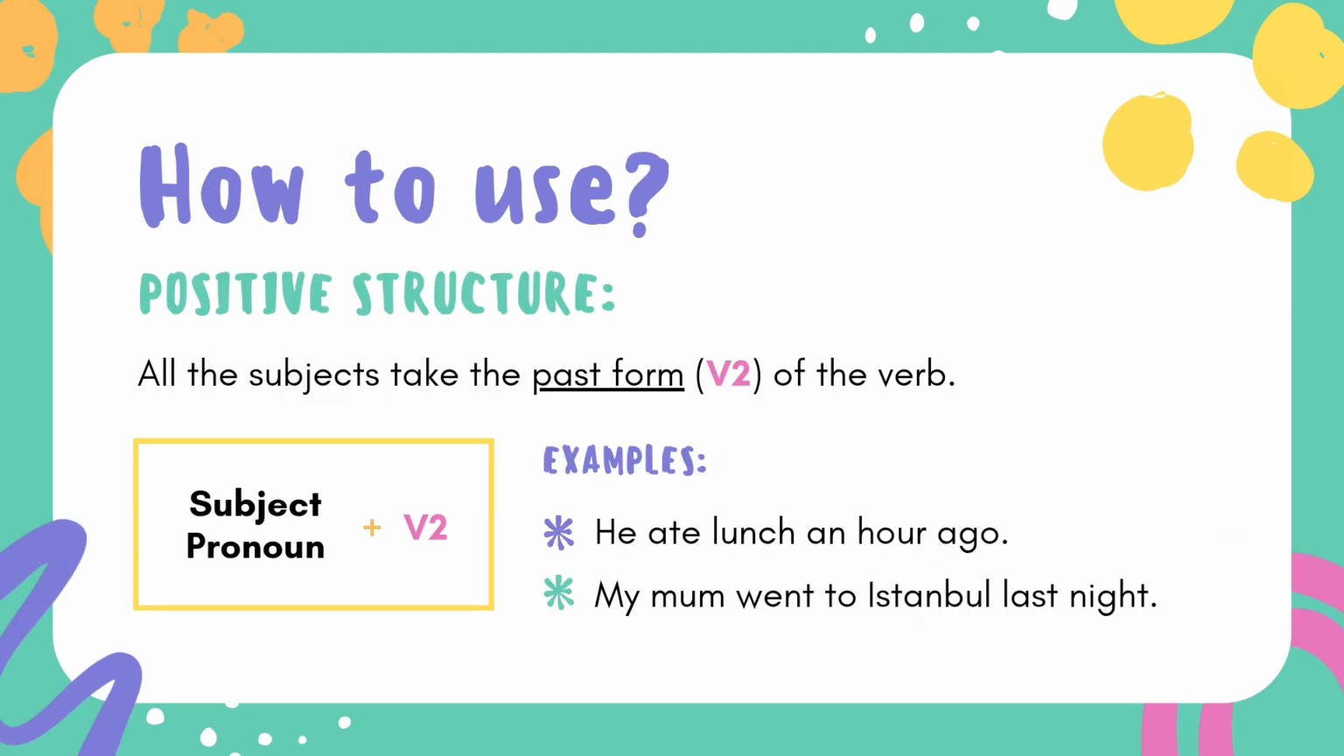How to use the simple past. Let's see the positive structure. All the subjects take the past form of the verb. Subject pronoun plus the verb. Examples: he ate lunch an hour ago. My mom went to Istanbul last year.